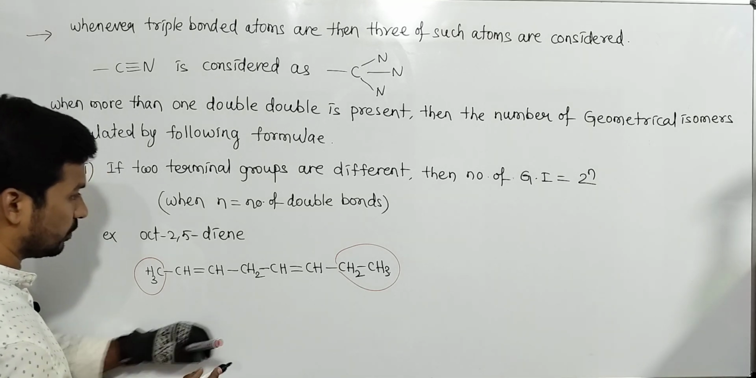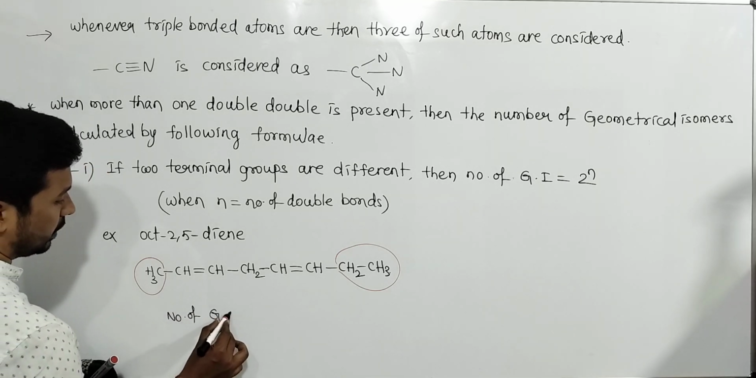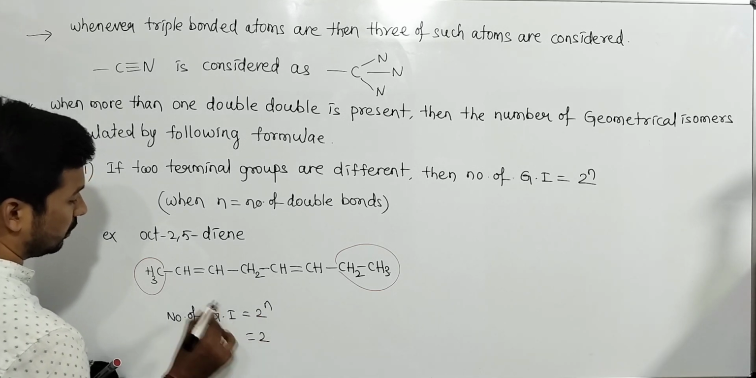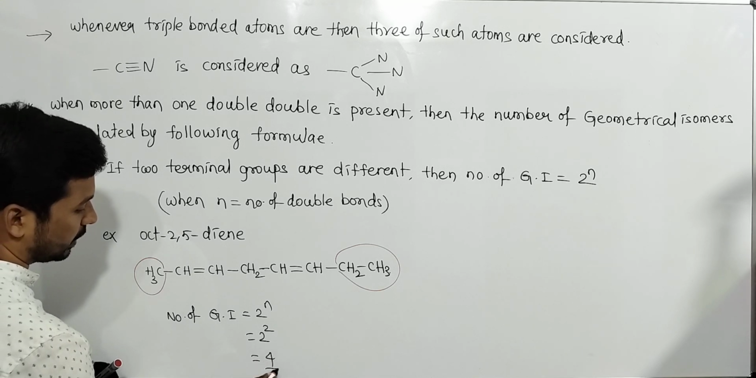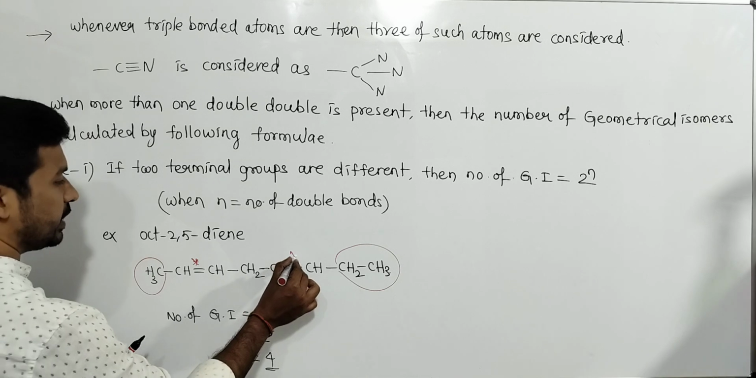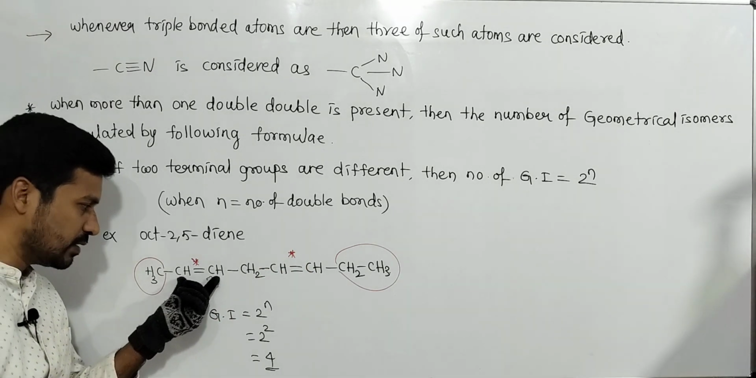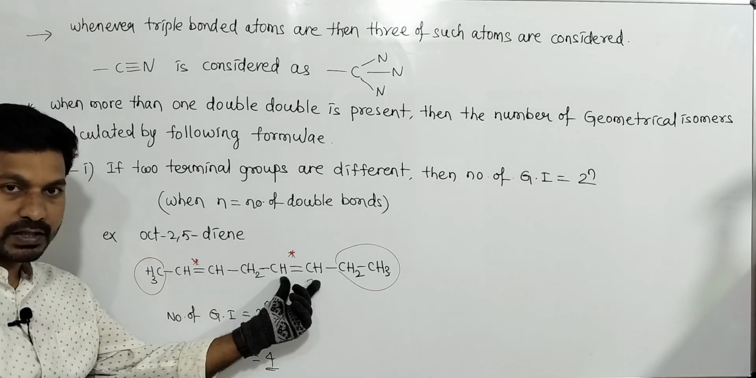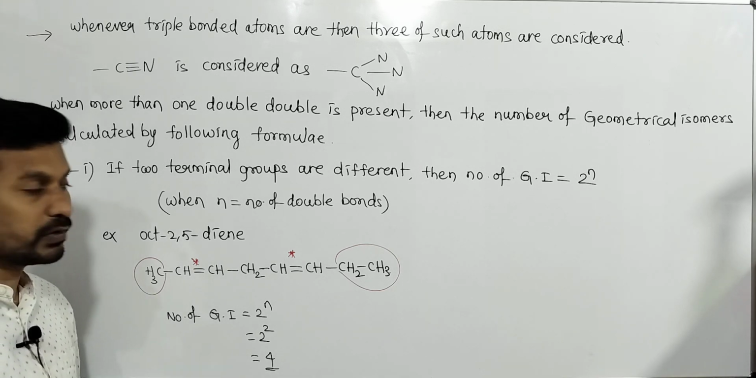The number of geometrical isomers is equal to 2 power n. 2 power how many double bonds? 2 double bonds, so 2 squared. Therefore 4 geometrical isomers are possible. How many stereocenters? 2 stereocenters. So 4 geometrical isomers are possible. One time we write cis trans here, 1 cis 1 trans. Here also 1 cis 1 trans. Total 4 geometrical isomers are possible.